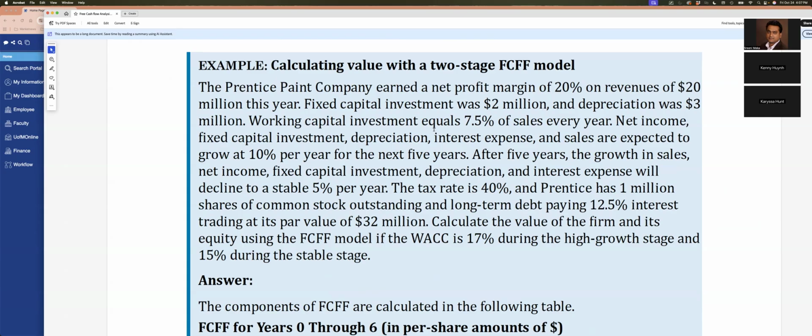After 5 years, the growth of the sales, net income, fixed capital, depreciation, and interest expense declines to a stable 5%. So that means the growth is going to continue at the perpetual 5%. The tax rate is 40%. Prentice has 1 million shares outstanding, and long-term debt paying 12.5% interest, trading at its par value of 32 million. Calculate the value of the firm. It's using the free cash flow for firm model. He already gave the WACC value: 17% during the high growth stage and 15% in the stable stage. That's it. Very, very simple.